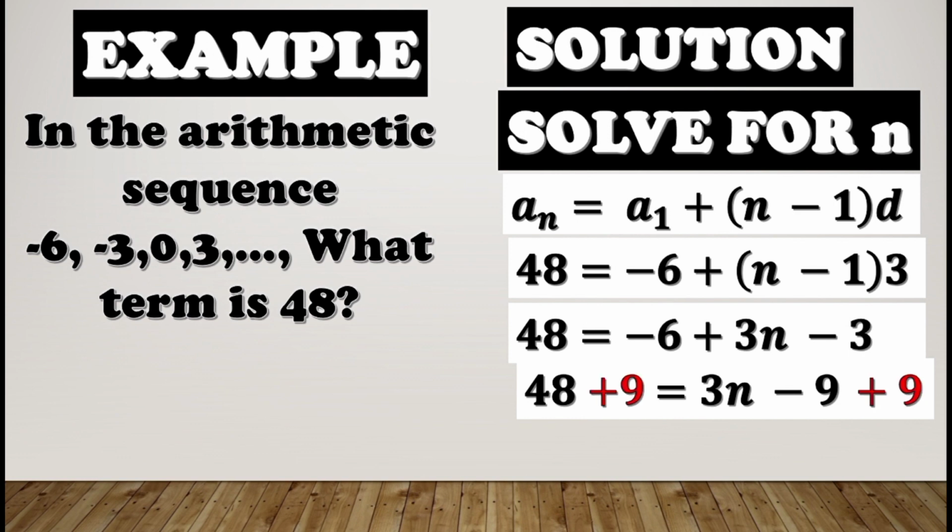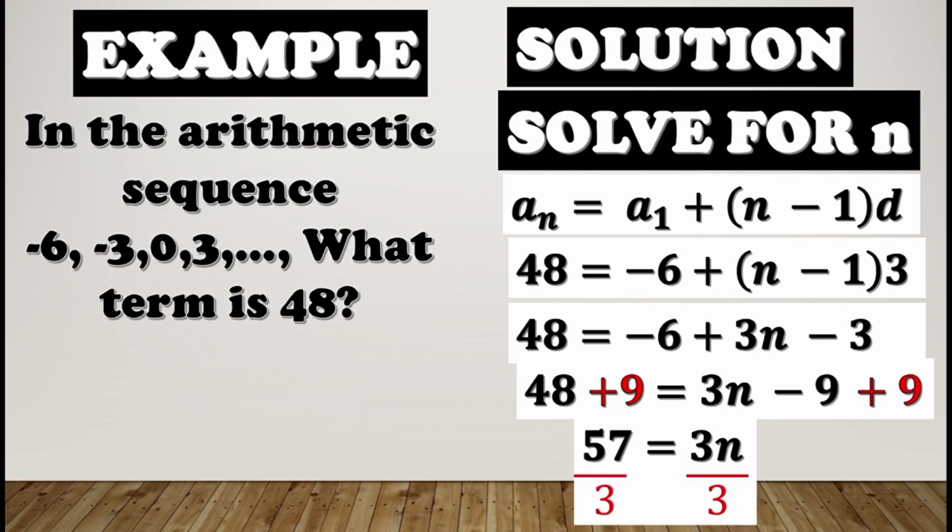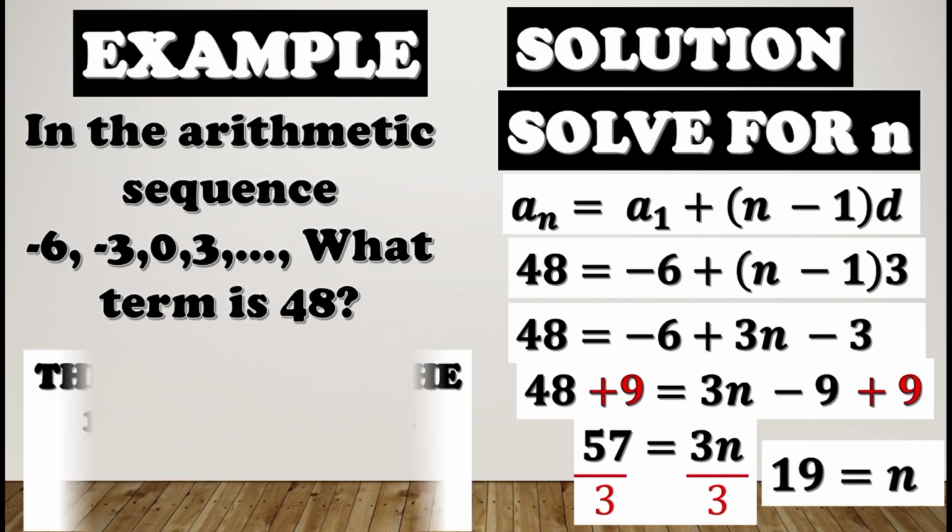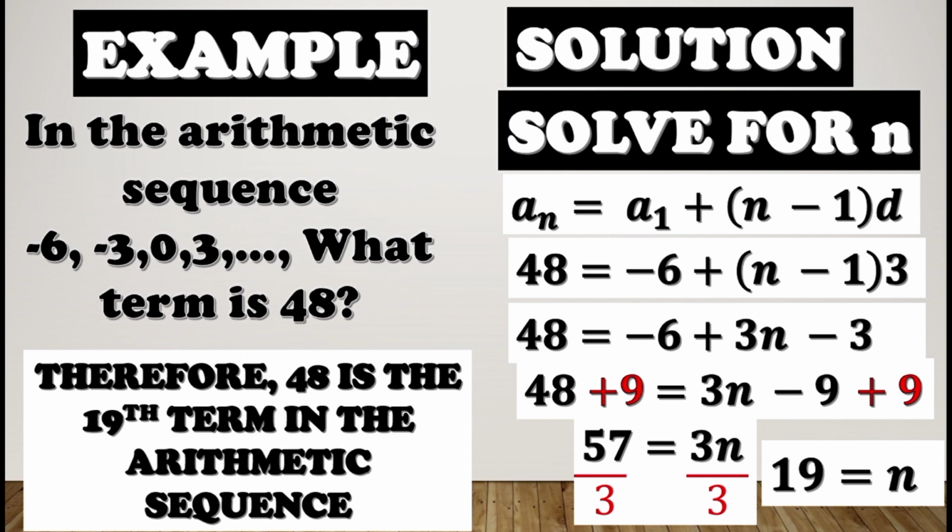Add both sides by 9. Simplify 48 and 9, that is 57, equals 3n. Because we are solving for n, we will divide both sides by 3. Therefore, our n is equal to 19. Therefore, 48 is the 19th term in the arithmetic sequence.